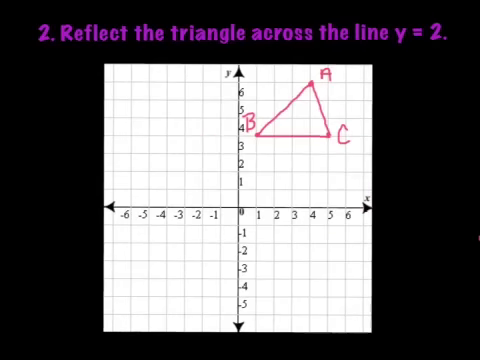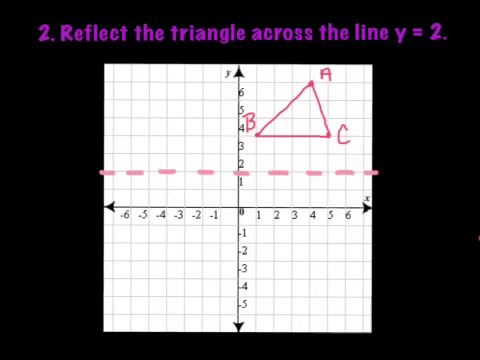Okay, on to problem 2. Now we need to reflect this triangle across the line y equals 2. Well, y equals 2 means that you go to the y-axis and you find 2. So there's 2. And the line y equals 2 is actually a horizontal line here going through 2 on the y-axis. So let's go ahead and go over our reflection line. Okay, so it's this line right here. So we're going to reflect across that line.